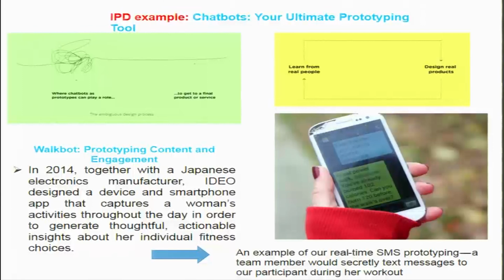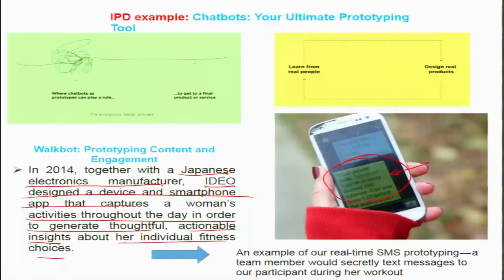For example, I was just talking a few minutes back about the IDEO tie-up with a Japanese electronics manufacturer who designed a device and smartphone app that captured a woman's activities throughout the day. Okay, and the idea was to generate a thoughtful, actionable insight about her individual fitness choices. This is an example. An SMS coming out of the device says, "Great power walk. You've already burned 102 calories. Can you burn 120 before the walk's over?" So this is an example of a real-time interacting system on the ordinary cell phone, which can only be possible through some kind of a web app.